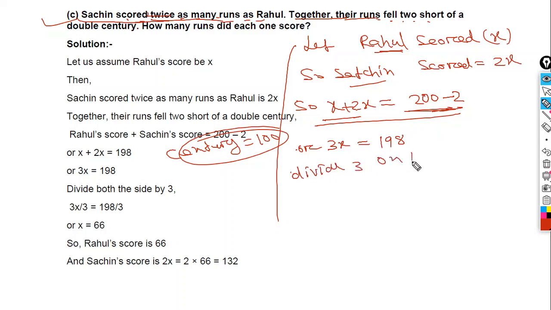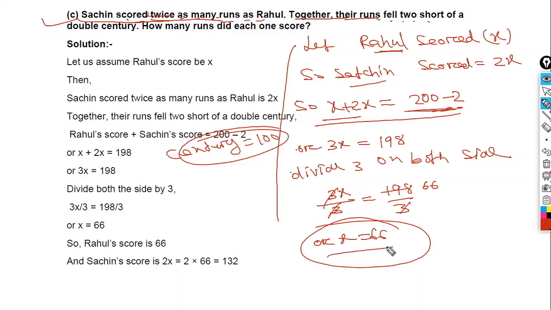Now divide by 3 on both sides. 3x by 3 equals 198 divided by 3. Now 3 cancels. Here it will be 3 6 18, so 66. So x equals 66. This is our answer, but our problem is not yet solved. How many runs did each one score?